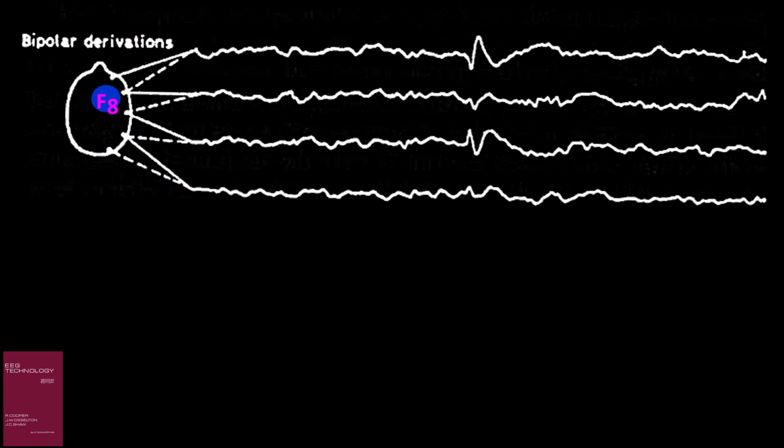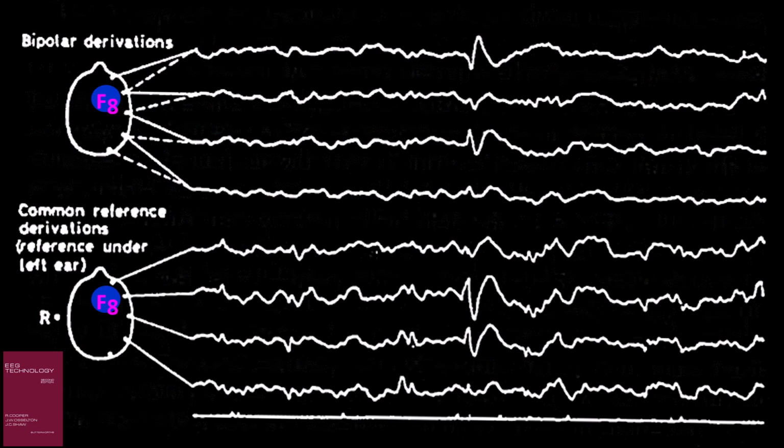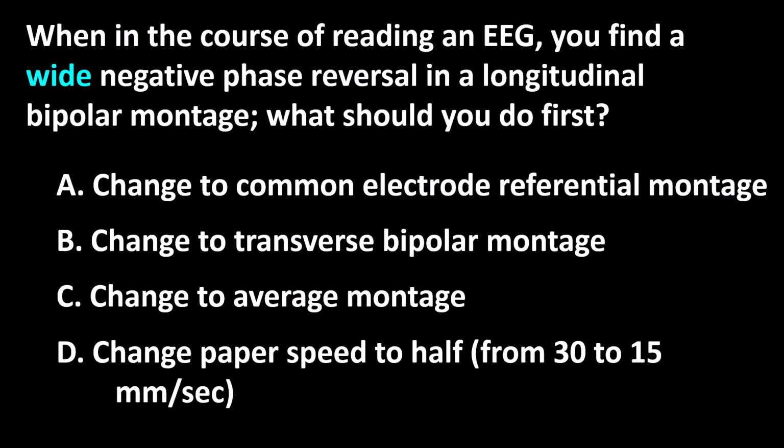This bipolar longitudinal montage presents a phase reversal. The maximum of the field in the same plane can be determined by changing to common electrode referential montage, as you can see in this frame. Here it has been changed from bipolar to reference under the left ear. Further localization would require placing electrodes at right angle from the maximum as detected by the common reference montage. So the answer to this question is A.